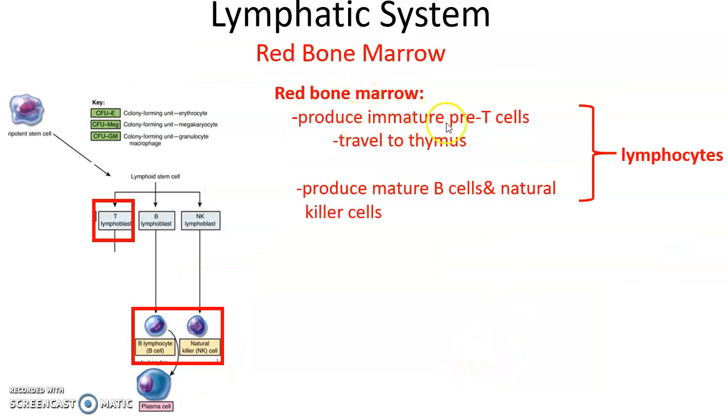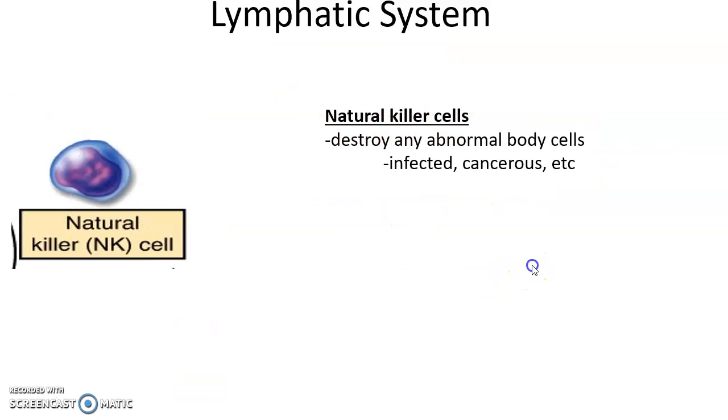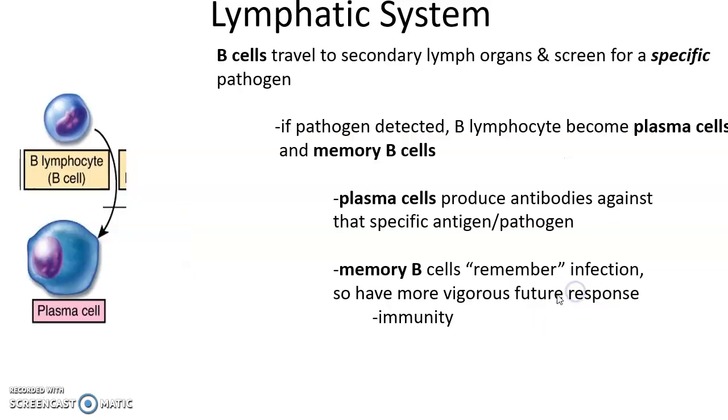So again, red bone marrow makes immature T cells, pre-T cells that travel to the thymus, produces mature B cells and mature natural killer cells. Natural killer cells again destroy any abnormal body cells, any cell that's infected by something or that is cancerous, that something else is making it be viewed as abnormal. Natural killer cells will destroy it.